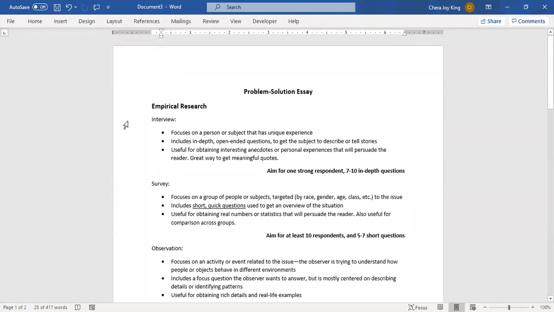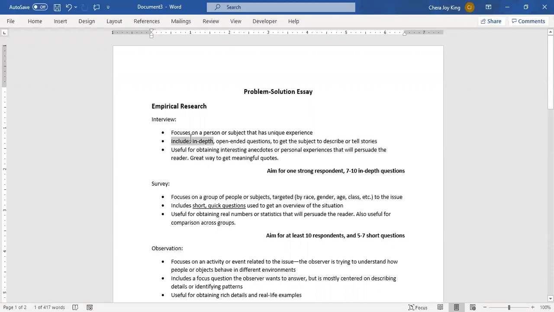For the empirical research, there's 3 kinds: an interview, a survey, or an observation. We talked a little bit about these yesterday, but I just wanted to highlight the strengths and weaknesses of all of them. So the interview, you already know, focuses on a person or subject that has unique experience. And we talked about the different ways you can be an expert. So it could be life experience, it could be academic experience, or it could be job experience. But you're looking for somebody who's different than you, who has some kind of knowledge that you don't already have or that you can't already guess.